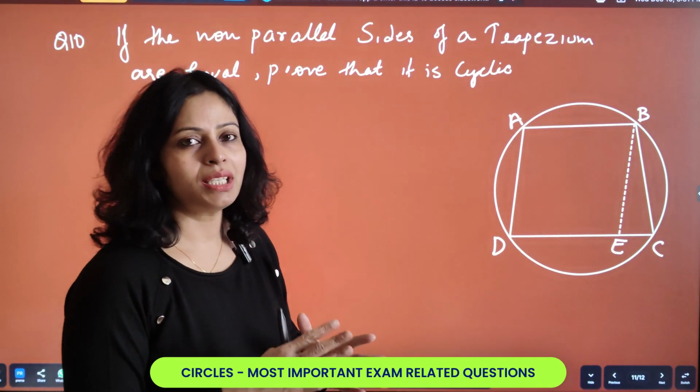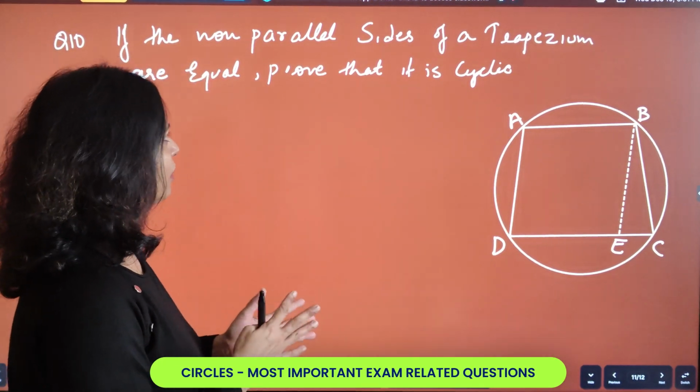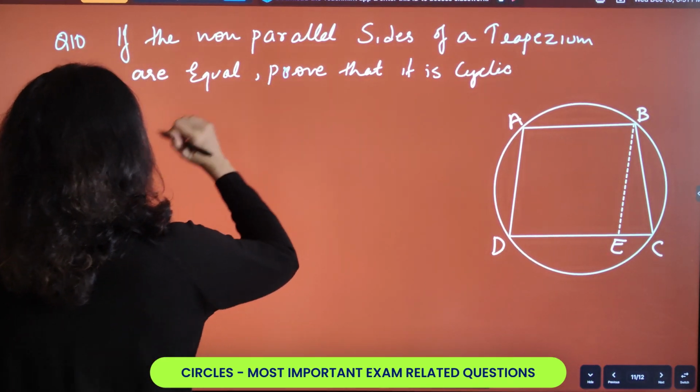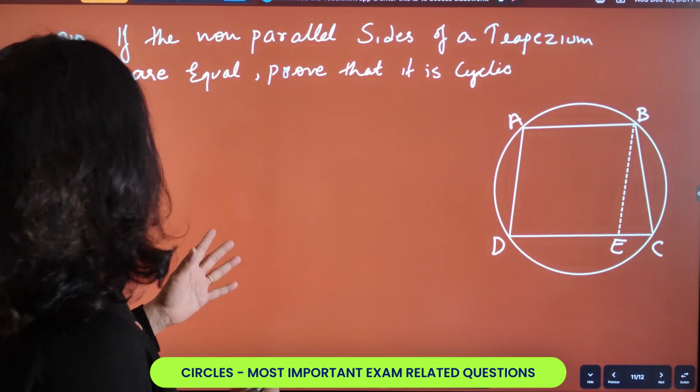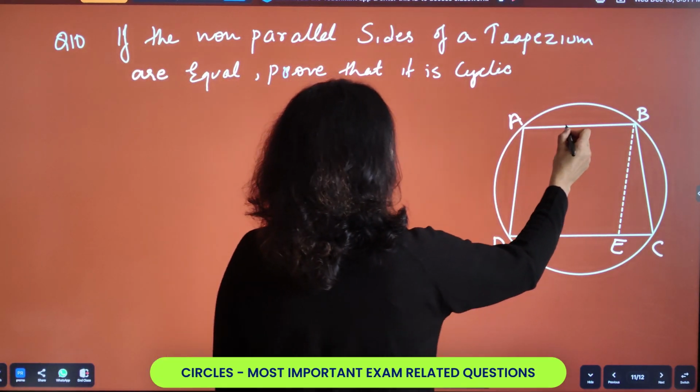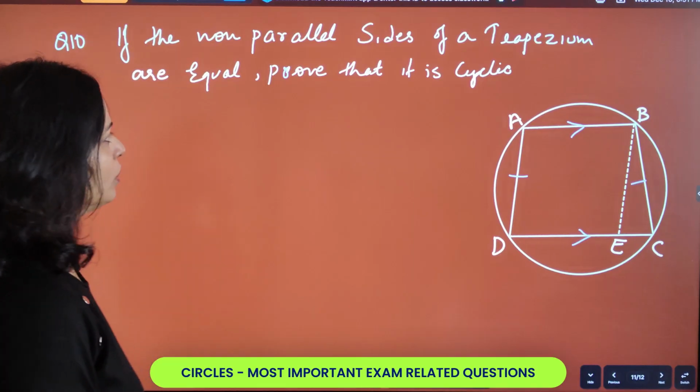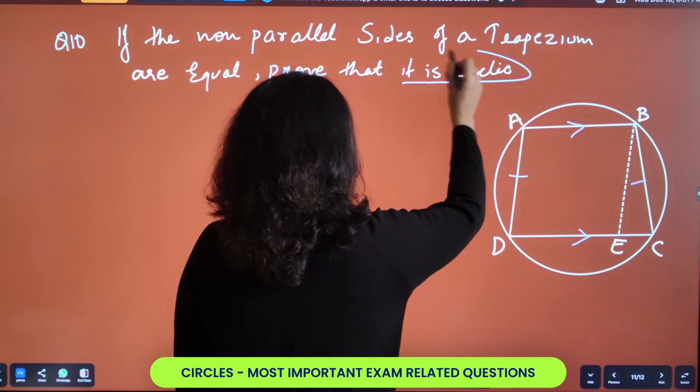Coming to the last question, this is an exercise question. Also it is a proving question, very good question here. You have to prove that if the non-parallel sides of the trapezium are equal, so this is a trapezium, you have two parallel sides and the non-parallel sides are equal, you have to prove that it is cyclic.